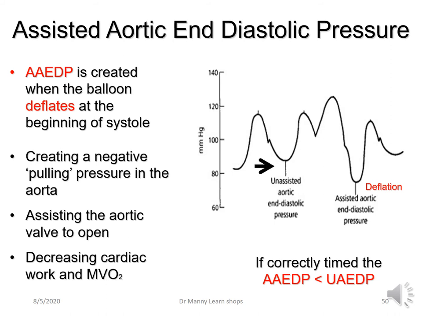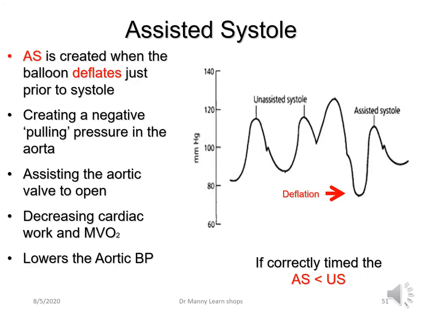The unassisted aortic end-diastolic pressure is the normal one. The assisted aortic end-diastolic pressure is the one created when the balloon deflates. It should be lower than the unassisted. Then you've got assisted systole. The assisted systole is created when the balloon also deflates, just prior to systole. This also creates a negative pressure in the aorta. And this again is assisting the aortic valve to open.